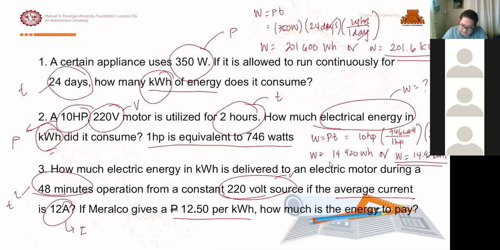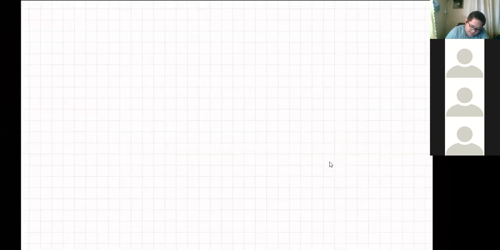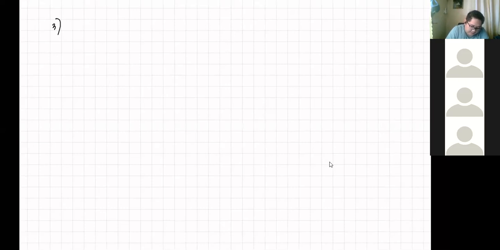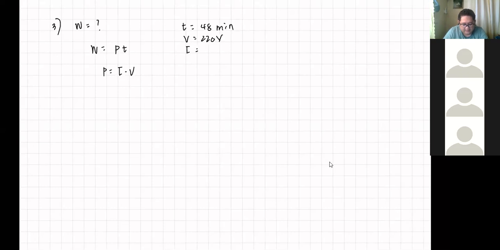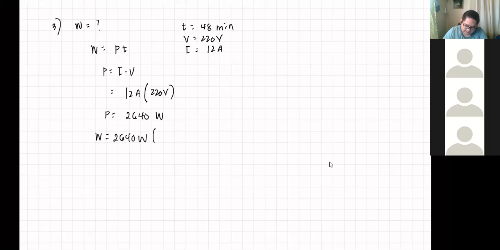First, we need to calculate the value of the electrical energy, no? So W is equal to P times T. But our P there is equivalent to I times V, no? So we are given a time of 48 minutes, a voltage of 220 volts, and an average current of 12 amperes. Okay? So by using the formula, we can get the value of our power. So P is equal to 2640 watts. Then the energy, our work, will be 2640 watts times 48 minutes.